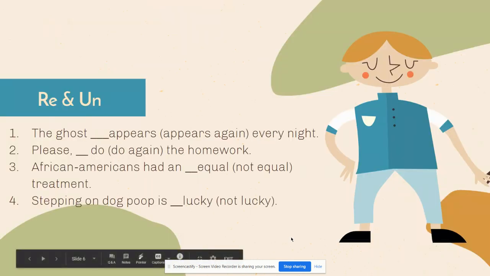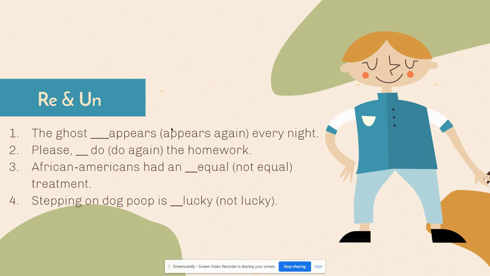Now we have four sentences, and we have to use the prefix re and un. So we have to read the sentence, and then figure out which one we have to use. You guys don't have to write this in your notebook. We are going to be discussing this in class, and then I will be typing the correct prefix based on your answers. But you don't have to write this.